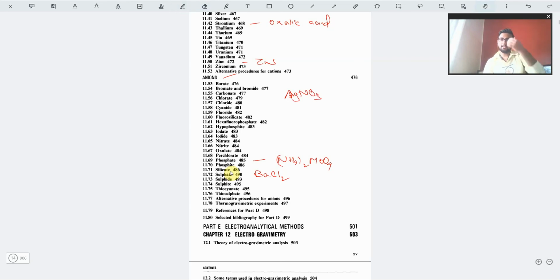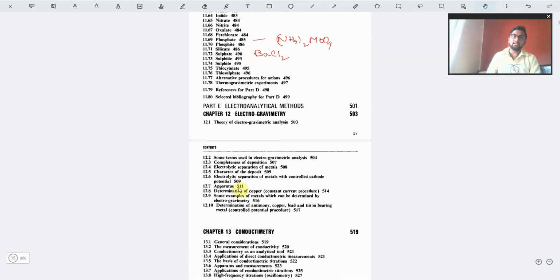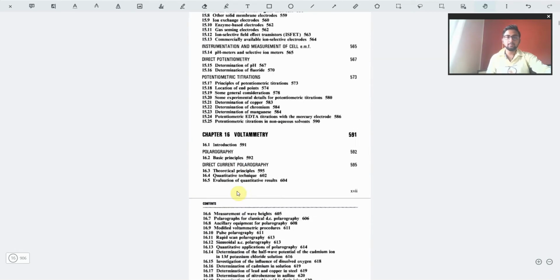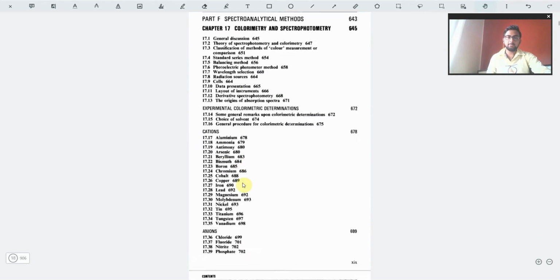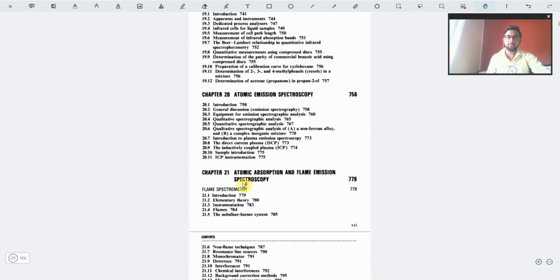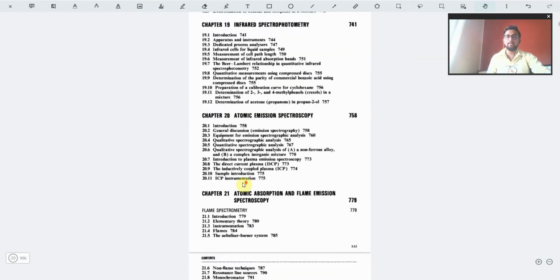So all these kinds of species are there, and the precipitate which is formed is then used for gravimetric analysis. Up till here we had the chemical analysis; basically chemistry was involved up till that part. Now we have electroanalytical methods, which basically use electricity as a way of analyzing substances. Then we have spectroscopic analysis, and then spectroscopy, and basically we'll be completing the contents.